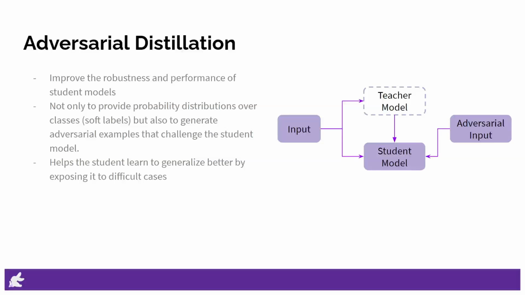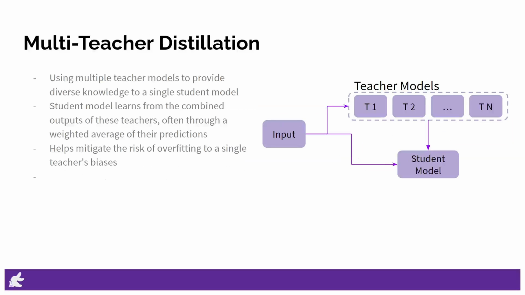This method enhances the student model's ability to handle adversarial attacks, making it more robust. It also allows the student to learn from the teacher's feature representations, which can lead to improved performance on unseen data. Adversarial distillation is particularly useful in scenarios where model robustness is critical, such as in security-sensitive applications or environments with noisy data.